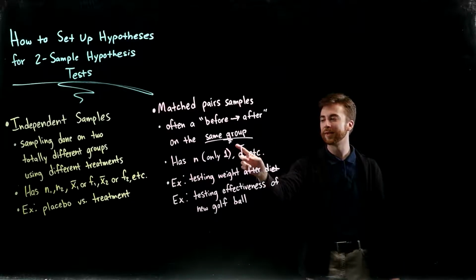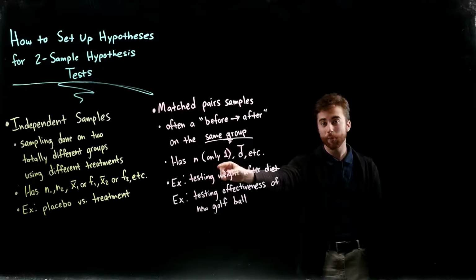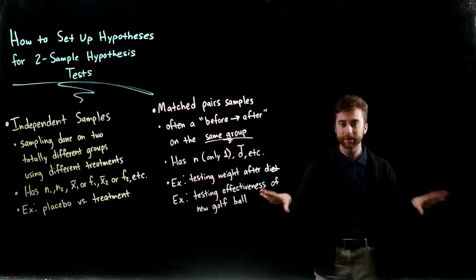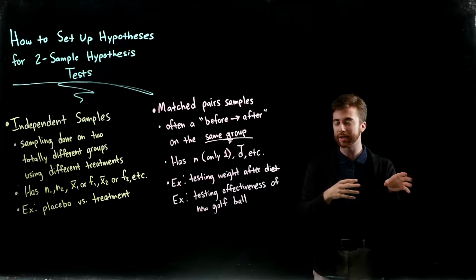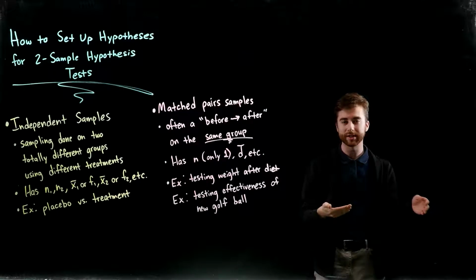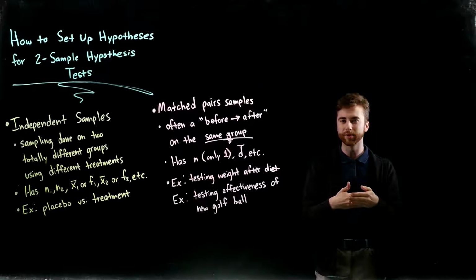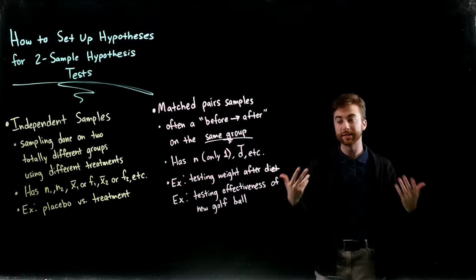So instead of having N1, N2, X bar 1, X bar 2, we're going to have just that one N and what we call D bar, which is the average difference between the two. Maybe at some point we did have two separate groups of information like you would see under independent samples, but by the time you're working through one of these problems, it should condense all that into one overall difference, so it's almost going to look similar to the one sample hypothesis test. But it's dealing with a difference between two samples, so it is two samples.